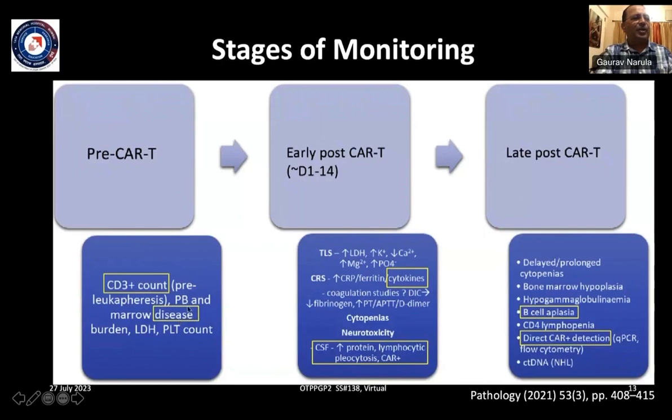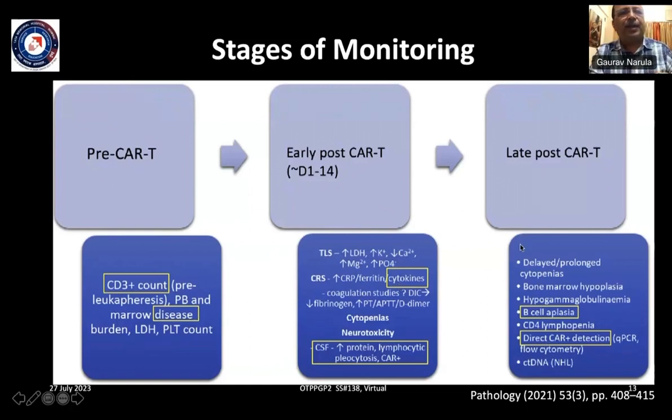And of course, we're looking at the disease burden, etc., to decide when we can take apheresis and optimal collection should be there. Then in the early post-CAR T phase, apart from the biochemical markers, etc., we are closely monitoring the cytokines, because the major effect of these CAR T cells is that when they destroy the target cells, there is a release of a lot of cytokines into the circulation, which can cause cytokine storm.